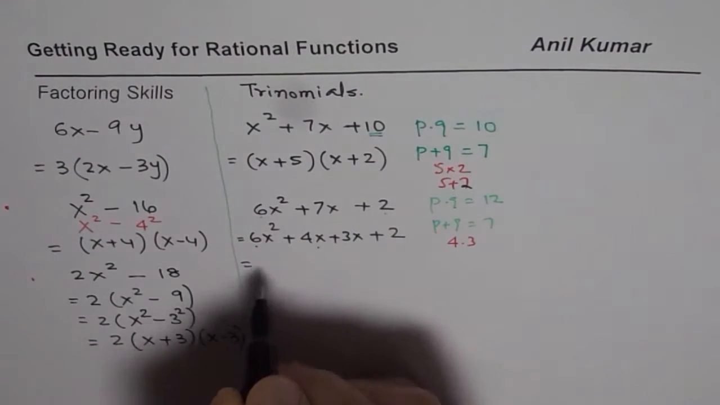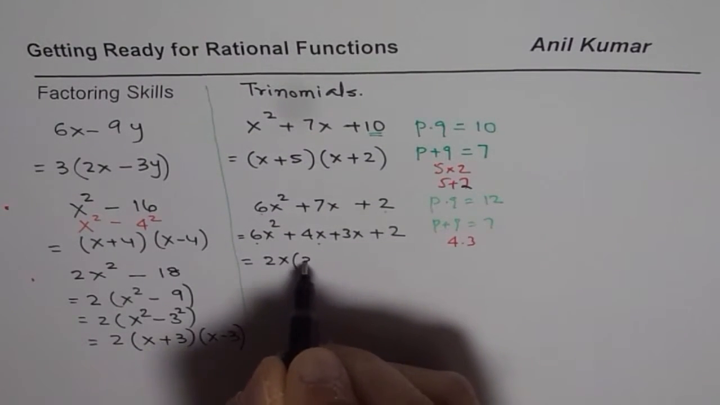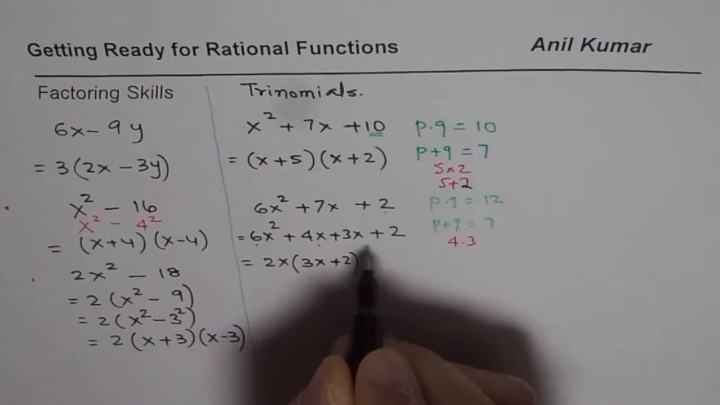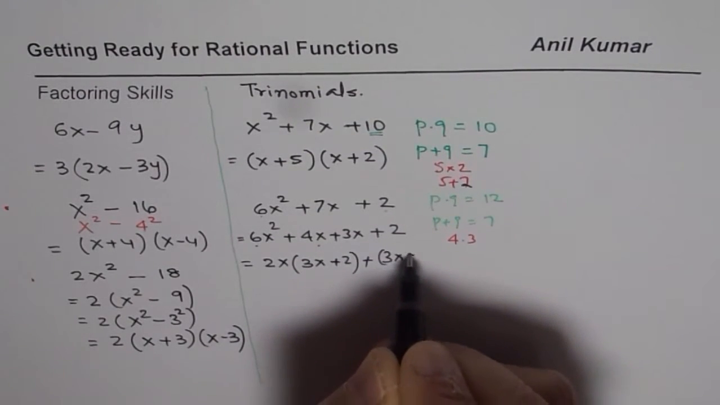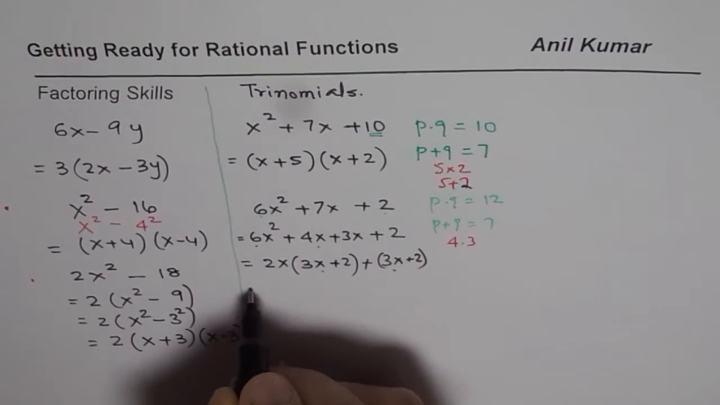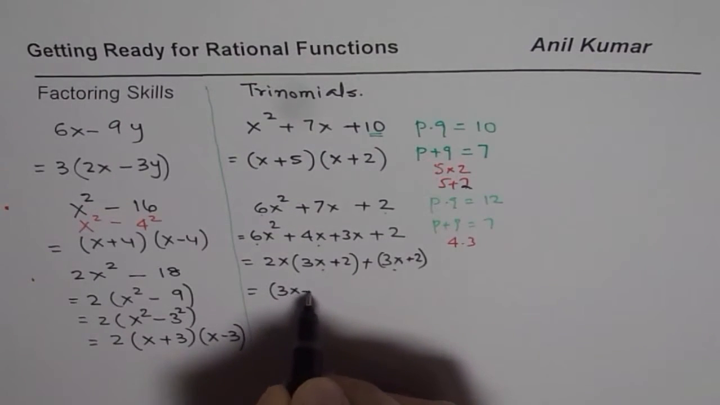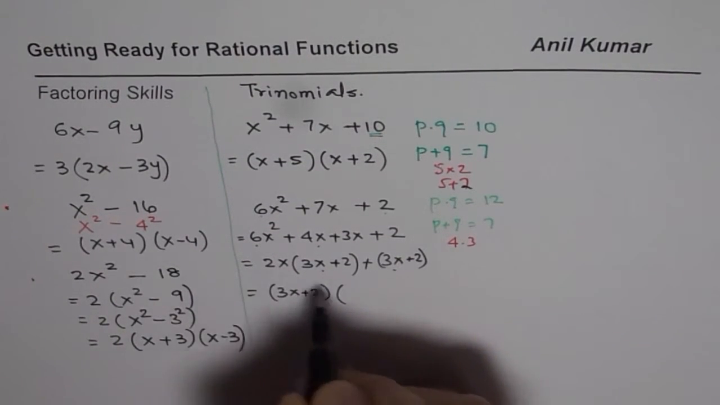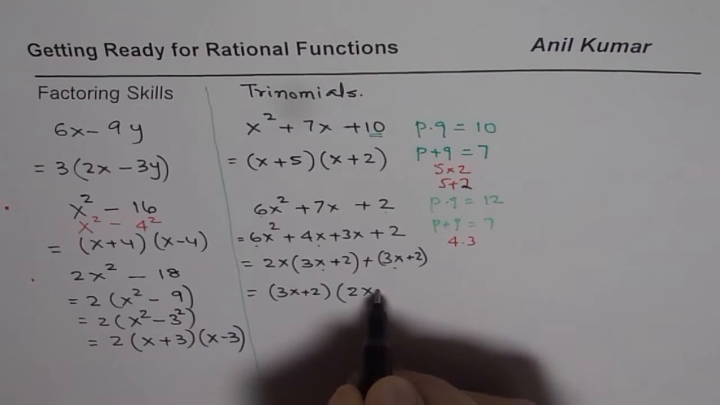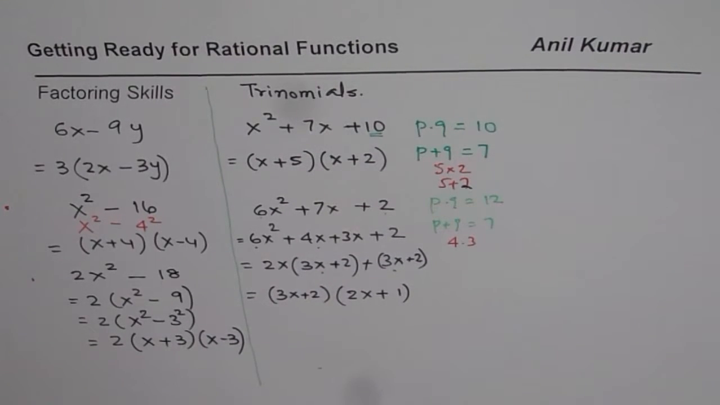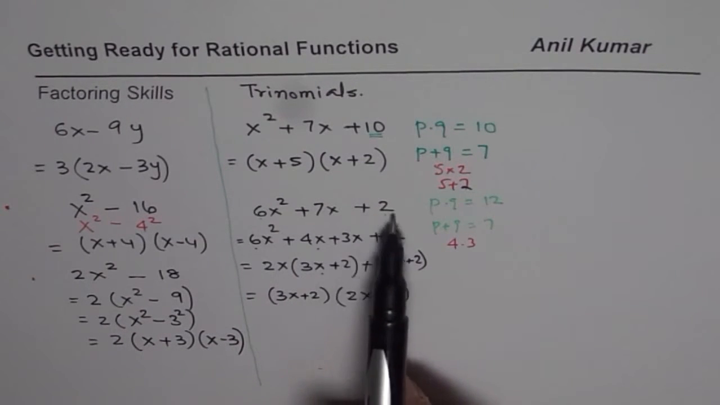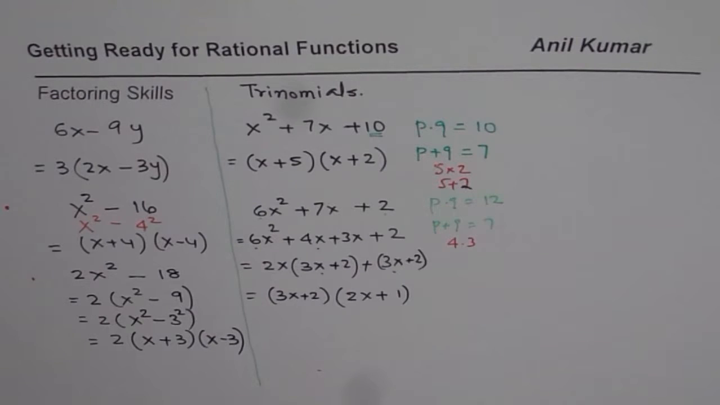What is common between these two? 2x. We could write this as 3x plus 2, and here we already have 3x plus 2. Now we'll do group factoring again, taking 3x plus 2 as common, left with 2x plus 1. So that is the factored form in which 3x squared plus 7x plus 2 can be written, right? So that is how you do factoring when we have a trinomial where the leading coefficient is not 1.